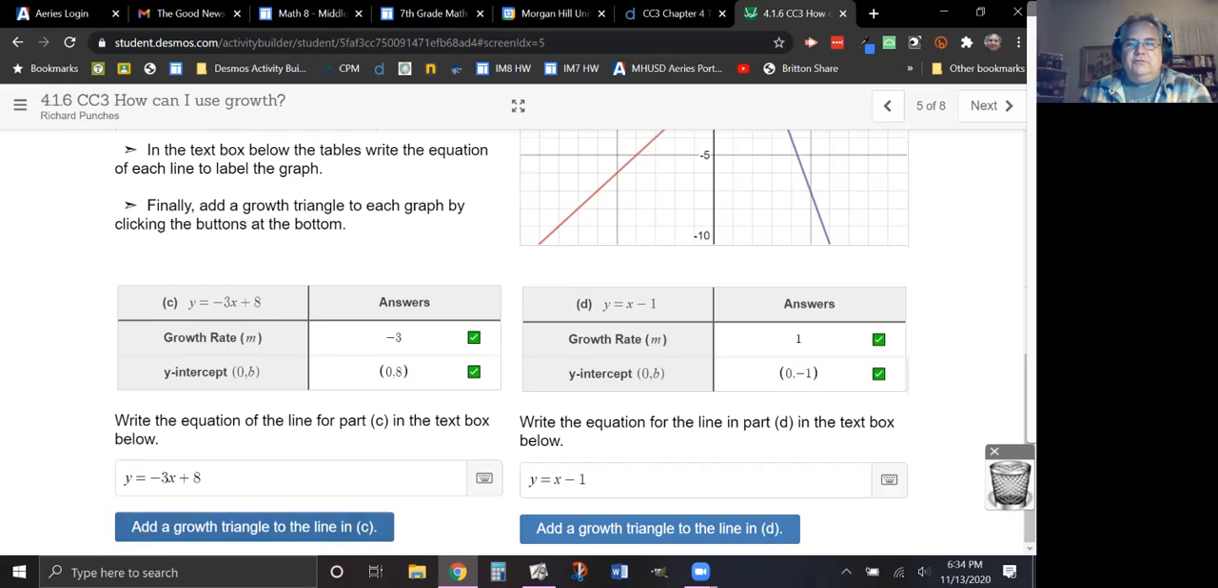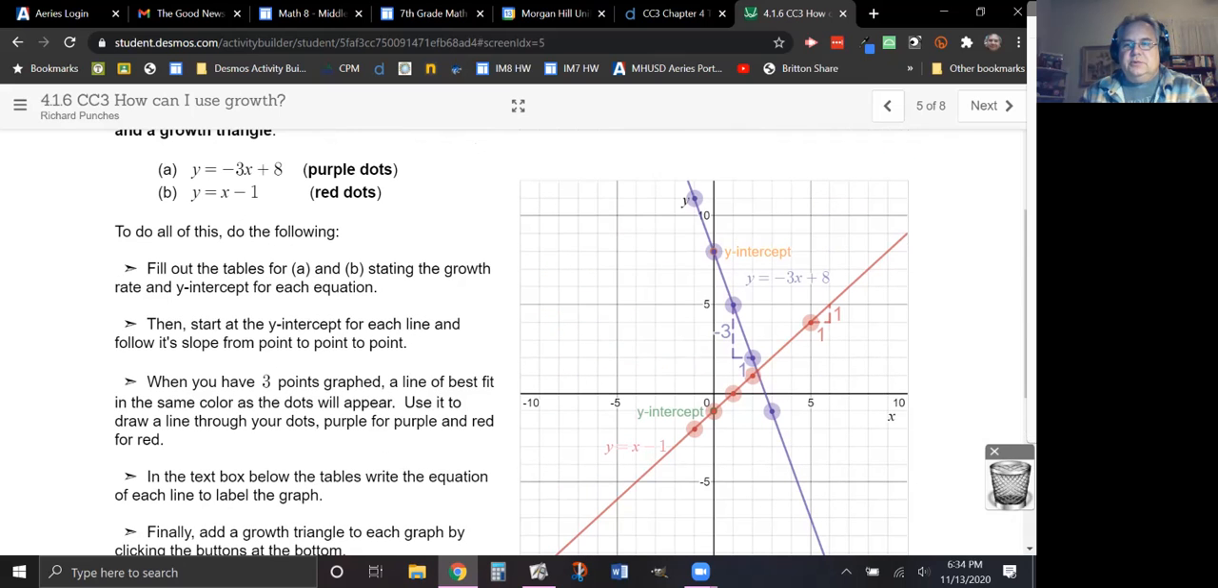And a growth triangle for both of these would give us this picture. So here's my red growth triangle for the purple, losing 3. Here's my equation and my y-intercept. Look, that point of intersection is right there somewhere. 2.25 and 1.25 looks like the point of intersection.